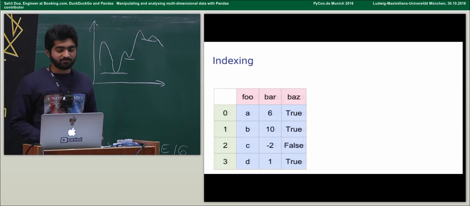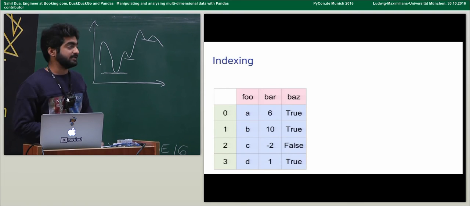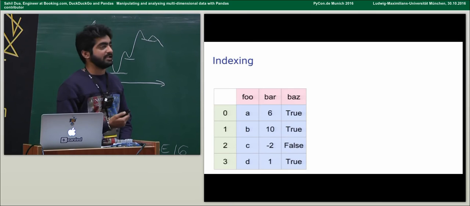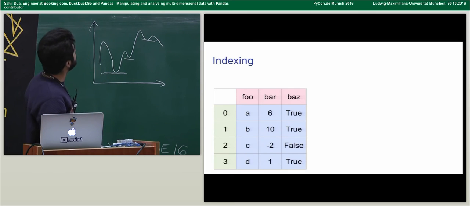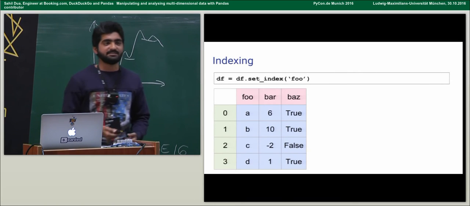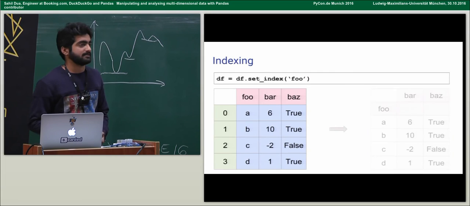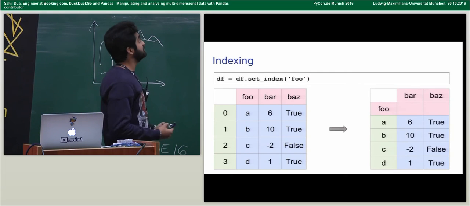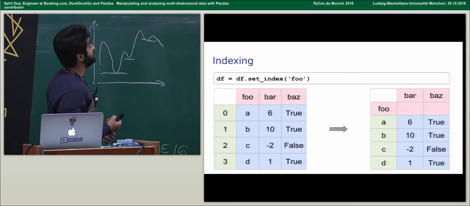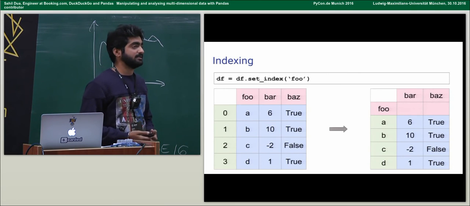Now, what if we want to change the index? In this case, we have a default index, which is 0, 1, 2, and 3. And if we have some particular column which we want to make index, we can simply do this. We can mention the name of the index and pass it to set index. It will give us this. The new data frame will have only 2 columns, and the column that we mentioned will now be an index.